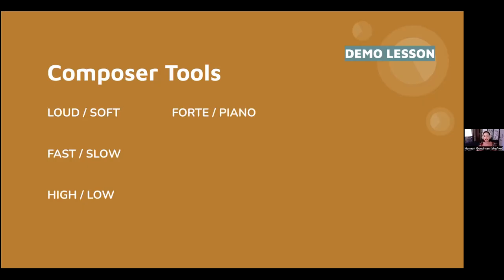Good. So we can show different emotions that might be forte, like joyful was one I saw that might be forte. We had despondent in the chat, which might be more piano. All right, let's do some more repeat.